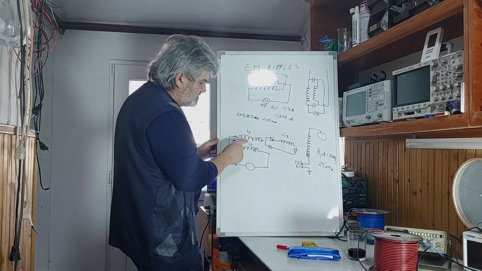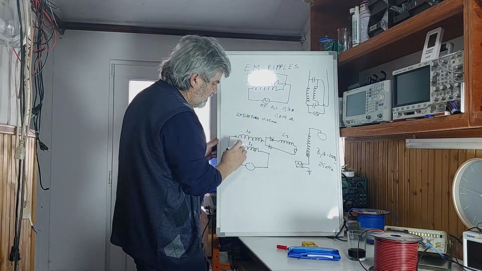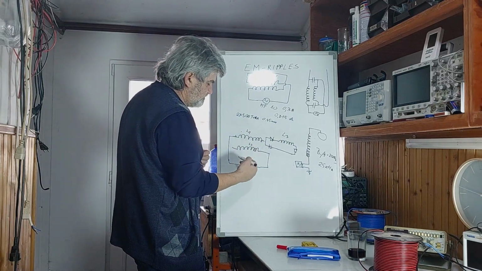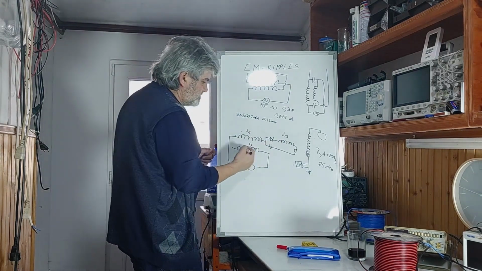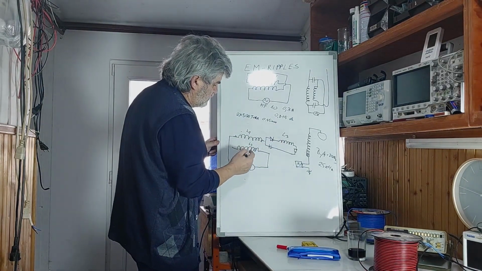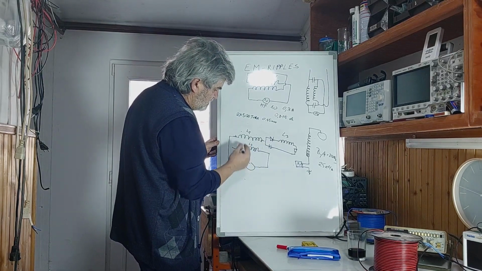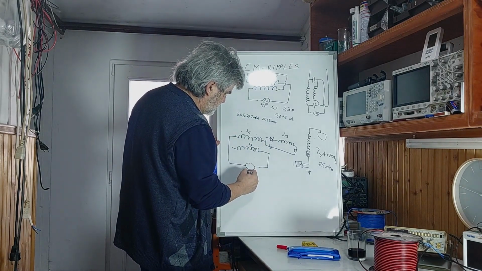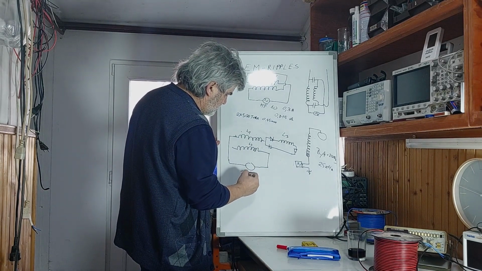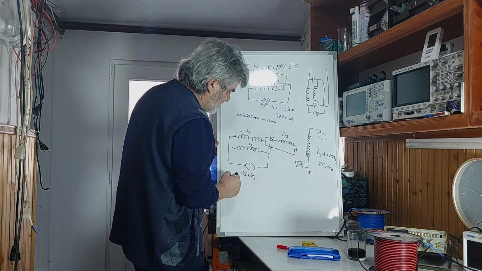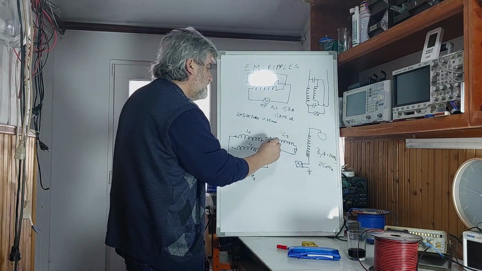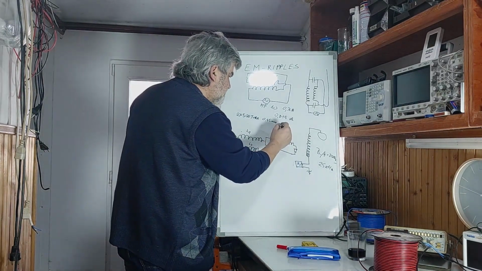Let's imagine that all three are on the 100-meter wire. That means this one will have a resonant frequency of about, like I said, 25 kilohertz. But this one will be about 200 kilohertz.